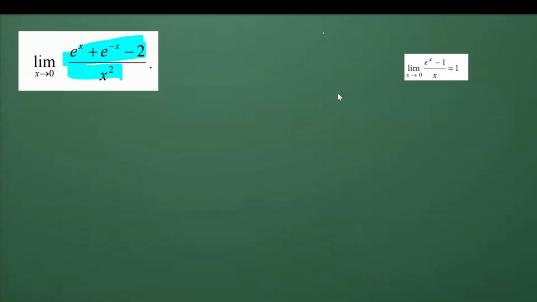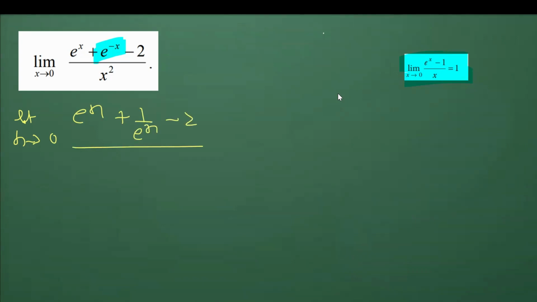In this question, we have to evaluate this function for limit x tends to 0. And for that, we are going to use this standard limit, e raised to the power x minus 1 over x is equal to 1. So what we are going to do here, let's say I first write limit x tends to 0, and I'll write e raised to the power minus x as 1 over e raised to the power x. That's what we can write. So it becomes e raised to the power x plus 1 over e raised to the power x minus 2, and that divided by x square.